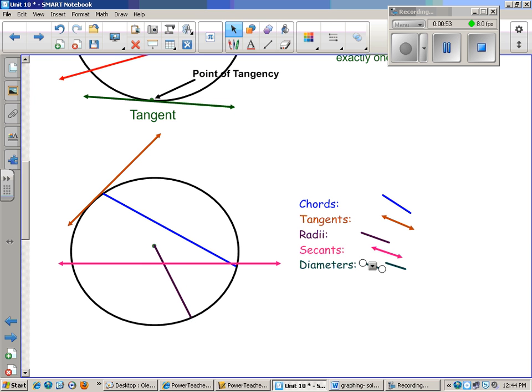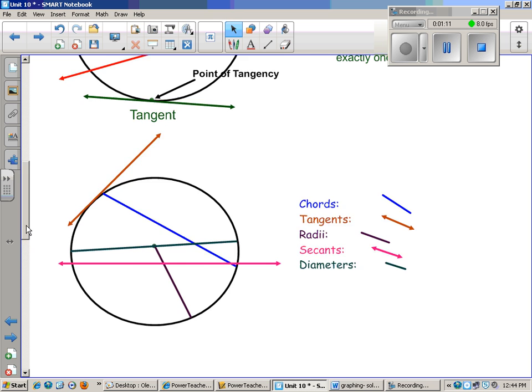And a diameter, what's another name for a diameter? I'd say chord, could be. It touches the edges, but it goes through the center of the circle. That's what makes it a diameter instead of just a chord, okay?